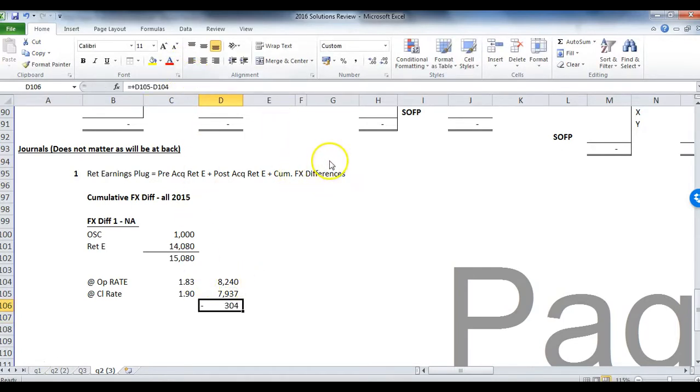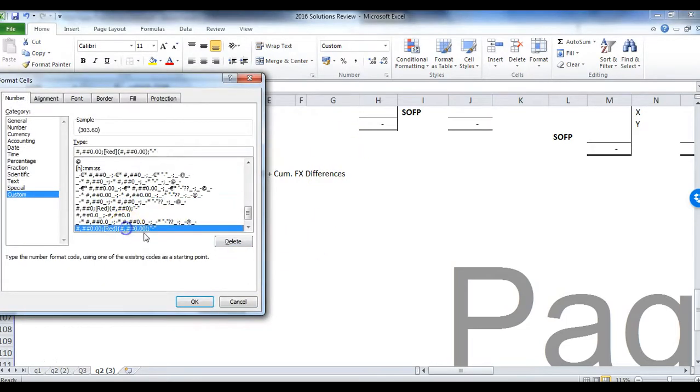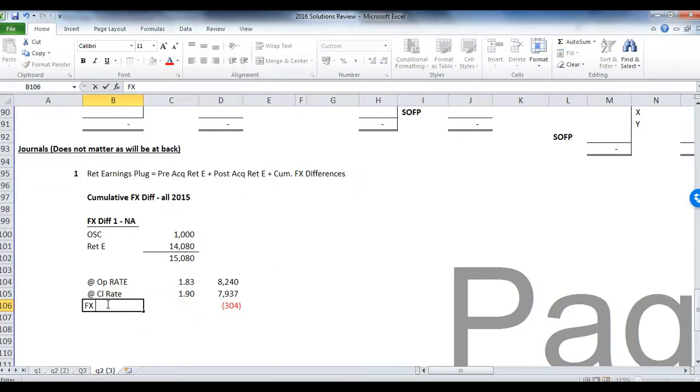Right, so I'll just put that in red if it lets me. FX difference 1. And remember, this is all current year because it's all 2015. If this was acquired in the prior year, you'd have to split this between what's for 2015 and what's for the prior year. But this complication didn't arise in this exam question.